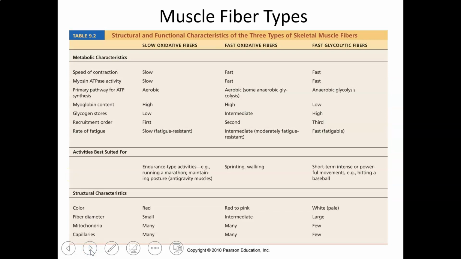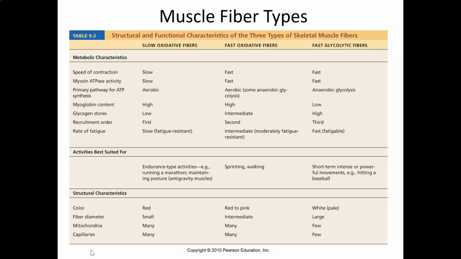Here's this nice chart that shows you the difference between the 3 types of muscle fibers. Your slow oxidative fibers are red fibers because they have lots of myoglobin in them. They rely mostly on aerobic respiration. They're slow twitch fibers, but they're very resistant to fatigue. The muscles that hold you upright, that run up and down the spine, postural muscles, are slow oxidative fibers for the most part. Think of these as endurance fibers.